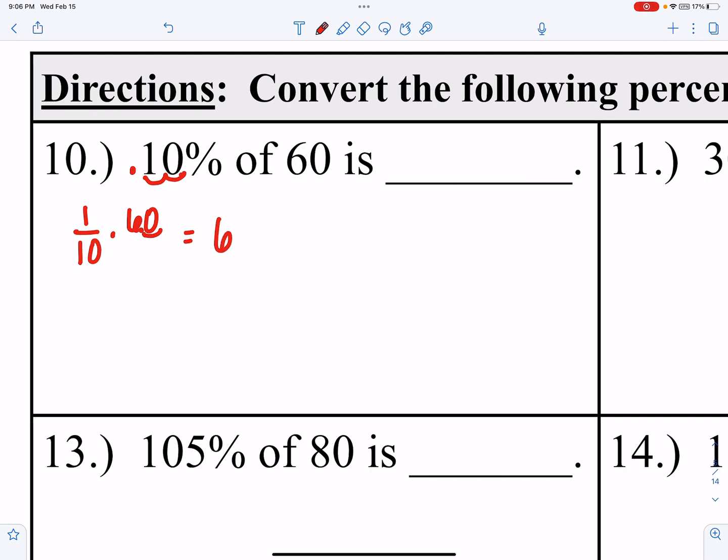Okay, so these ones are nice, easy ones. And basically, anytime you have 10% of something, you're just taking that decimal, because we know we're dividing by 10, and moving it 1 spot. So they're a super easy one to just look at and go, oh, 10% of 60, move the decimal 1 spot, and we have 6.